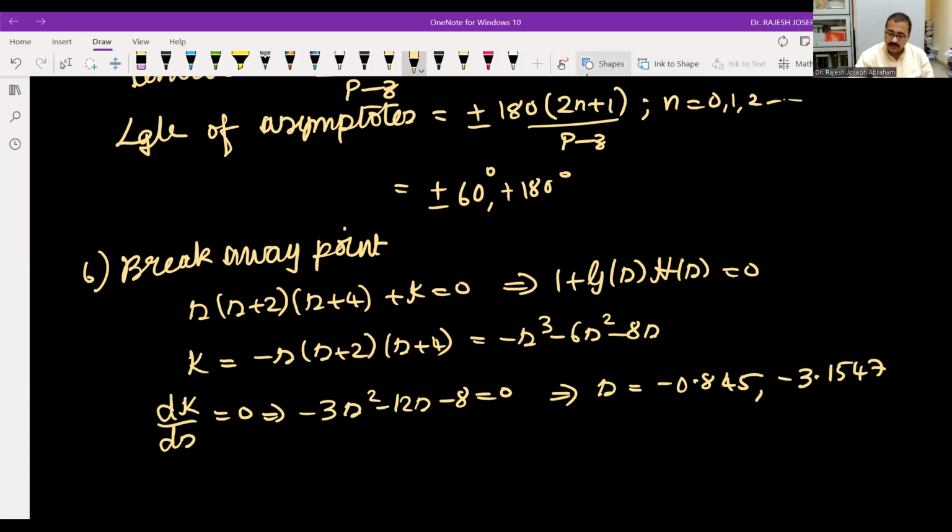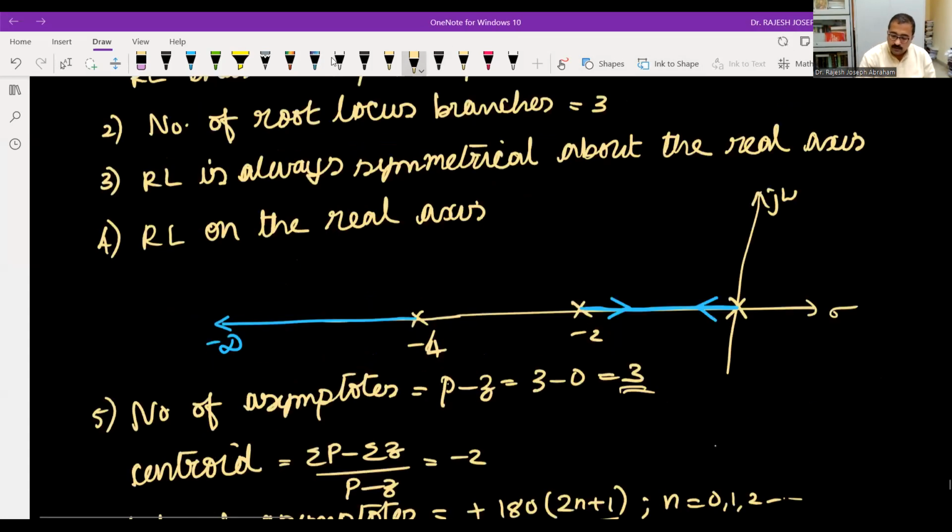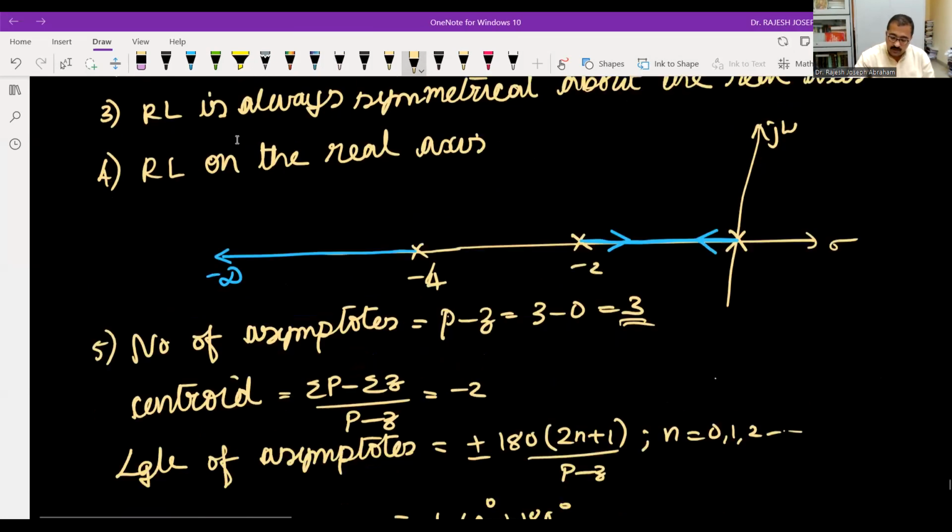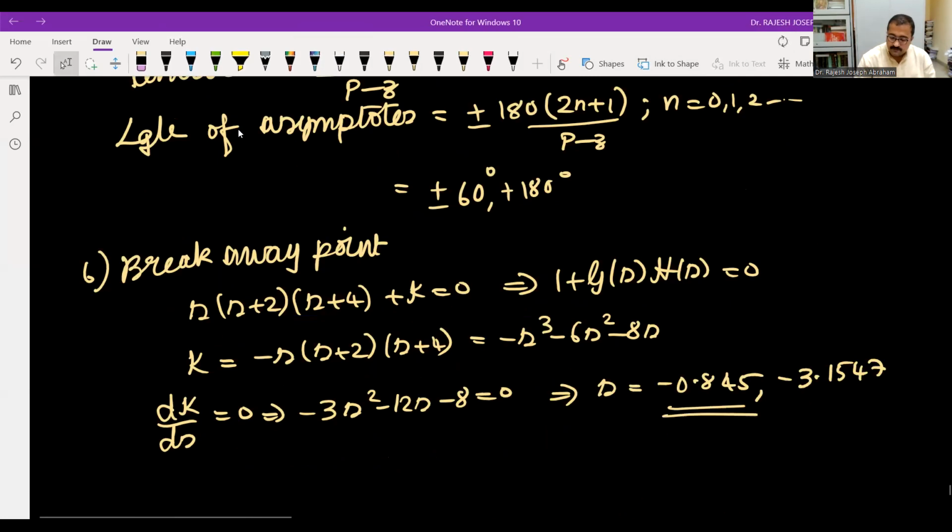Out of these, which could be a breakaway point? Please look here. We have root locus between 0 and minus 2. So naturally, the natural choice is minus 0.845. Or mathematically, you can check that value. How? You substitute it into this k equation and find the value of k when s is equal to minus 0.845.